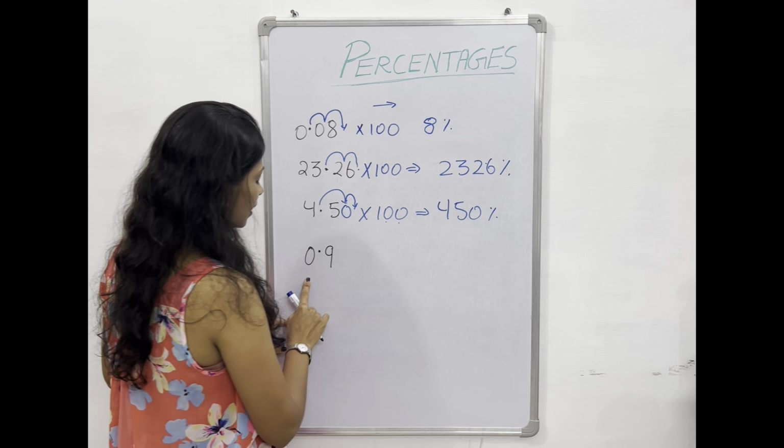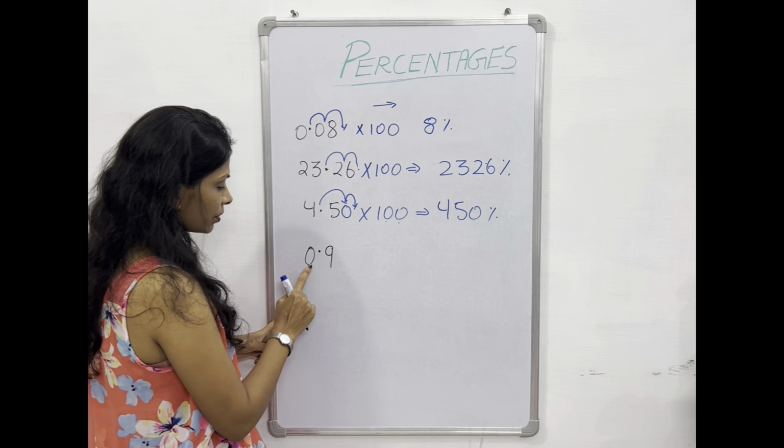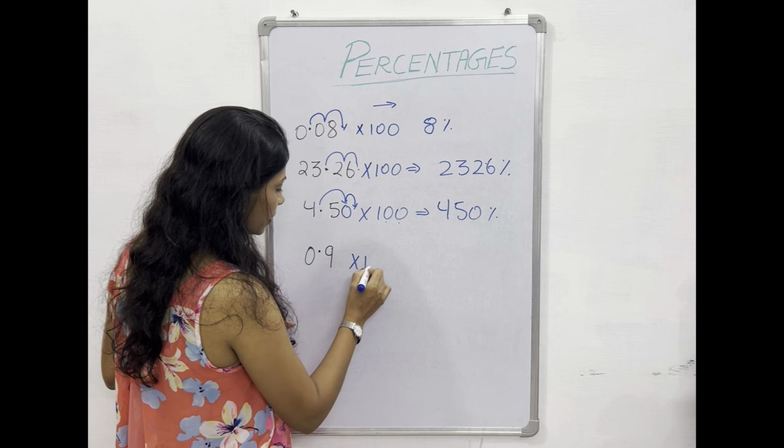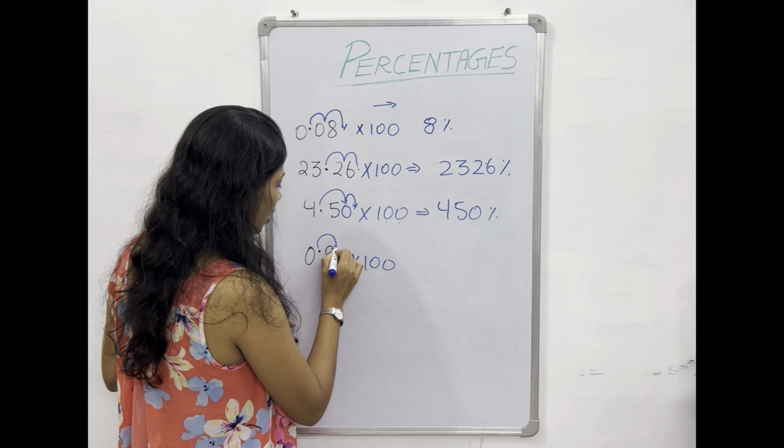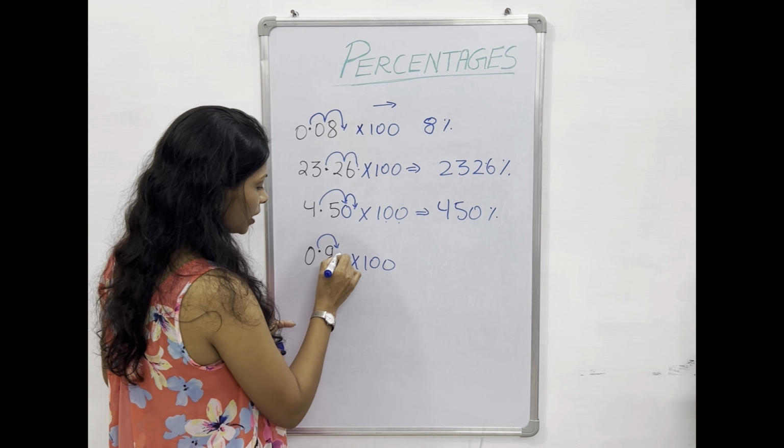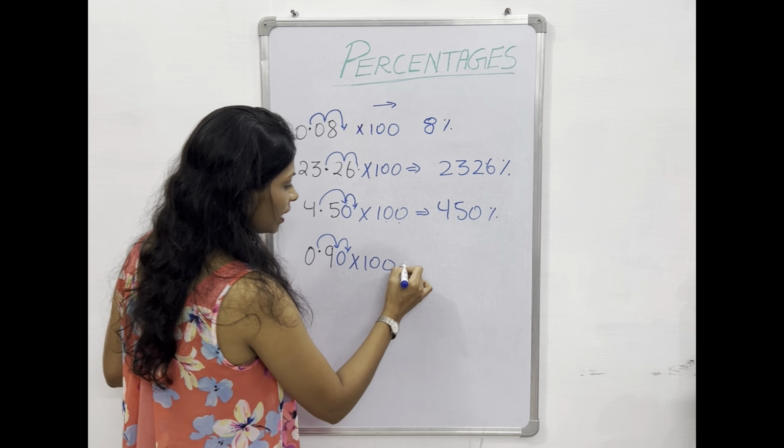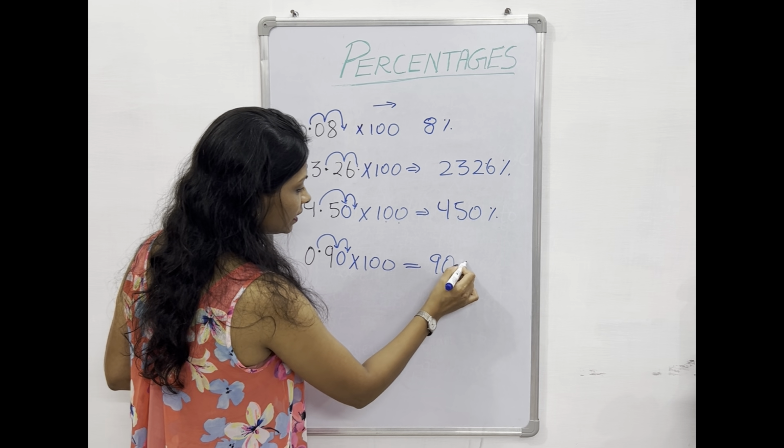450%. Again, the next number is 0.9. I multiply this by 100. While jumping, I'm out of the digits because I have to make two jumps. I'll put one more zero, make another jump, and the answer would be 90%.